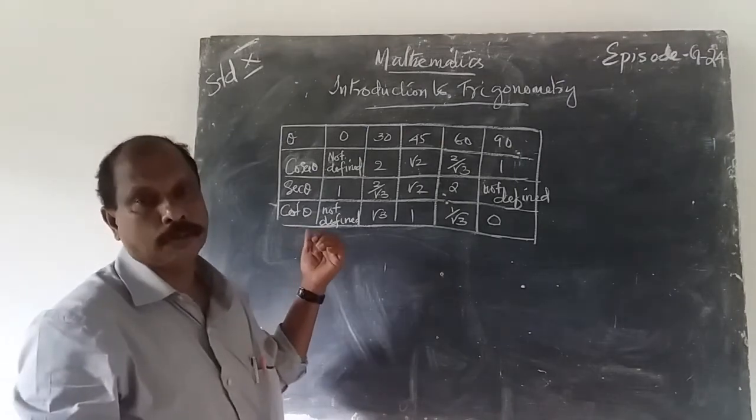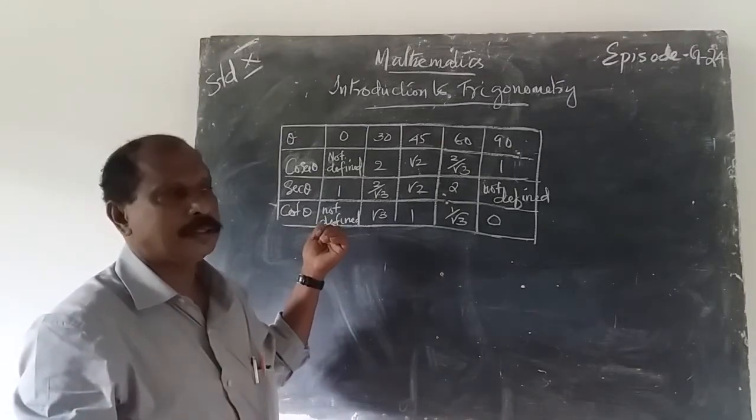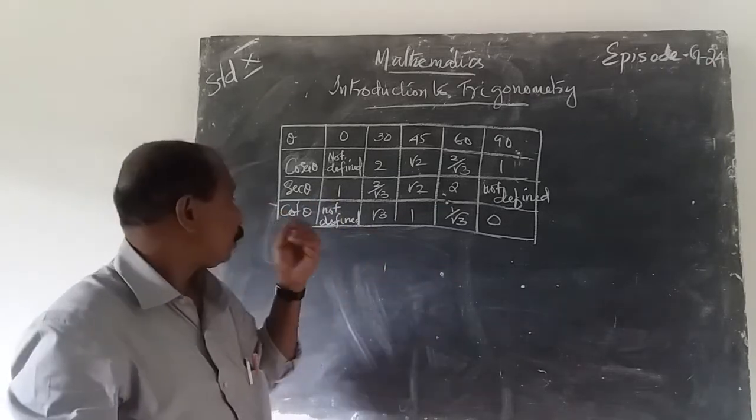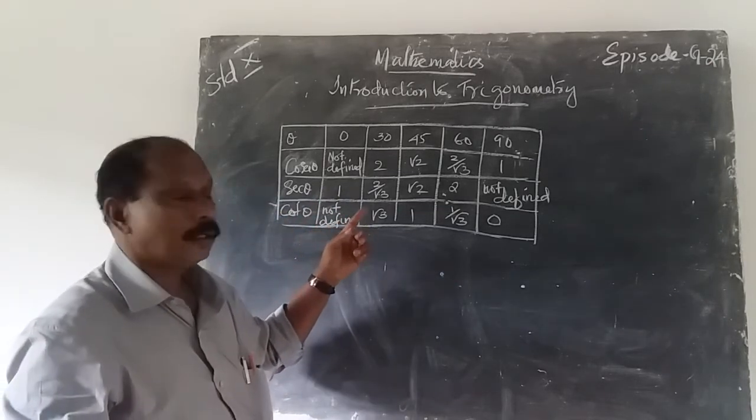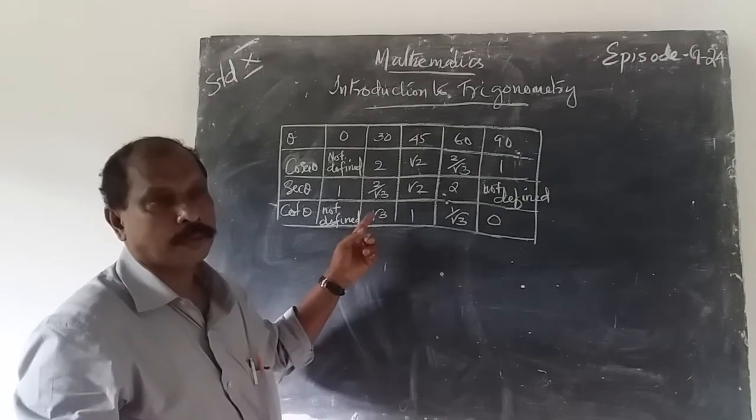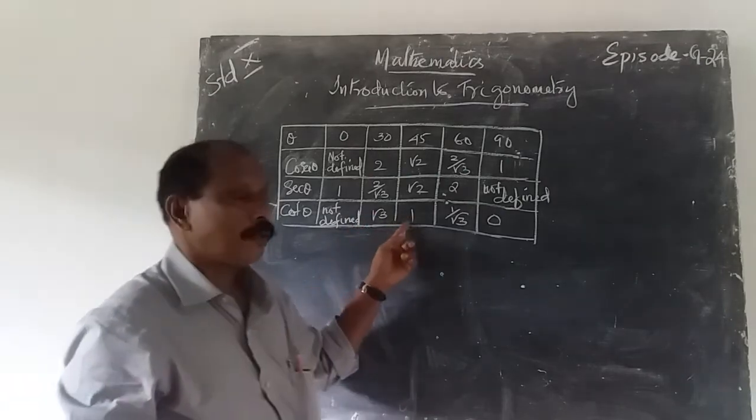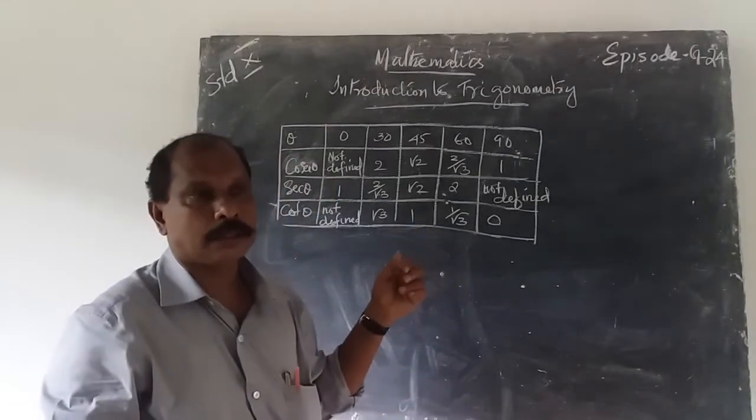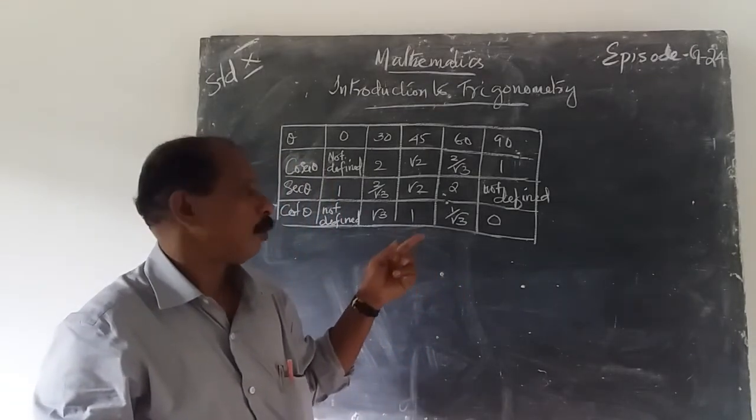Tan 0 is 0, therefore cot 0 is not defined. That is, 0 is replaced by not defined, and not defined is replaced by 0. Then tan 30 is 1 by root 3, therefore cot 30 is root 3. Tan 45 is 1, therefore cot 45 is 1. Tan 60 is root 3, therefore cot 60 is 1 by root 3.